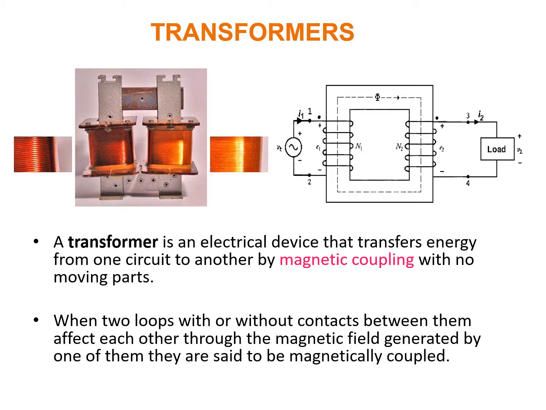So this is the transformer. A transformer is an electrical device that transfers energy from one circuit to another by magnetic coupling with no moving parts. This is the electrical diagram for the transformer. We will have a primary and secondary part. Primary is where the supply comes in and the load is connected to the secondary part. They are operated by magnetic coupling.